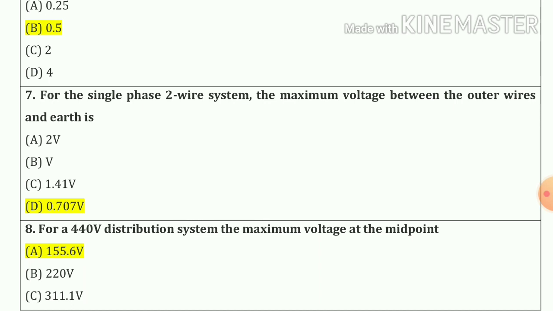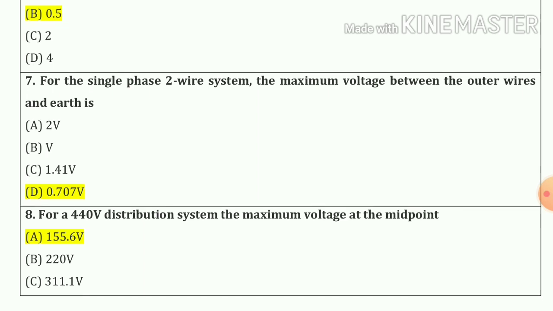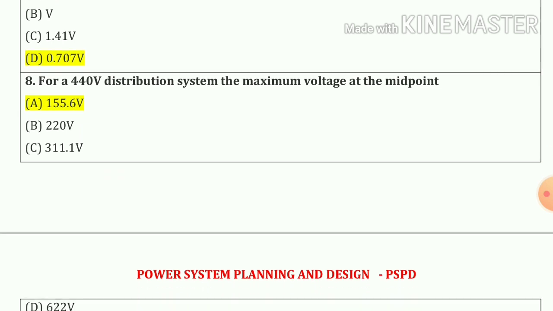Now question number 7. For the single phase two-wire system, the maximum voltage between the outer wire and earth is, so our answer is option number D, 0.707 voltage V. Now question number 8. For a 440 voltage distribution system, the maximum voltage at the midpoint, so our answer is 155.6 voltage, option number A.